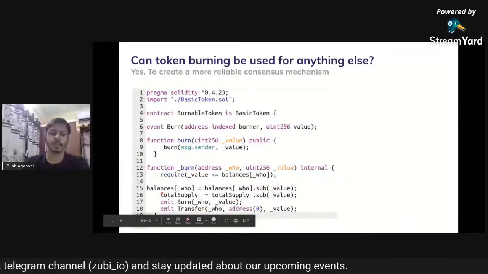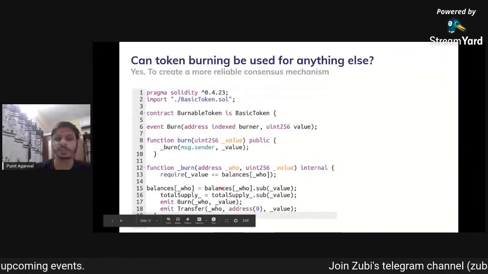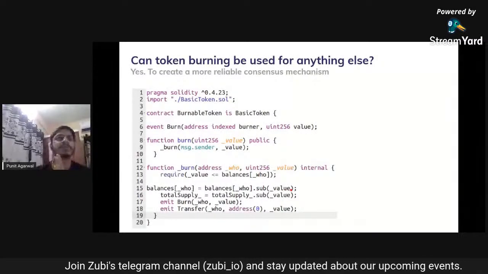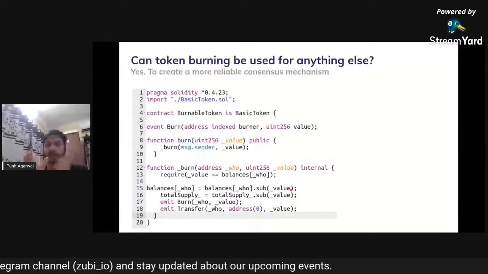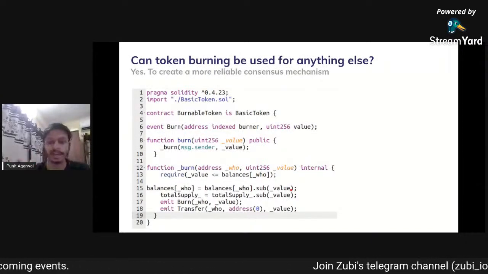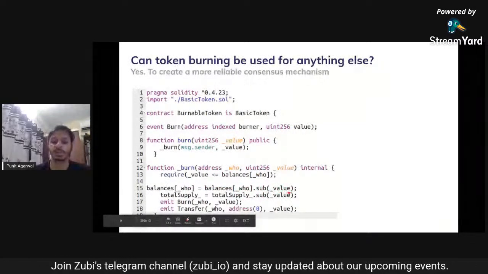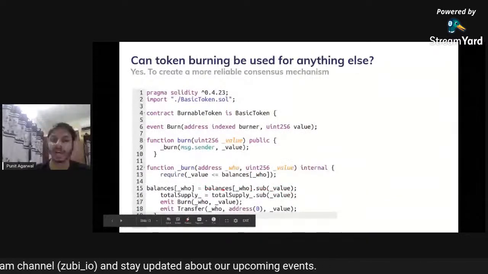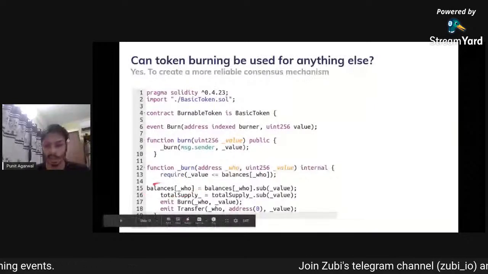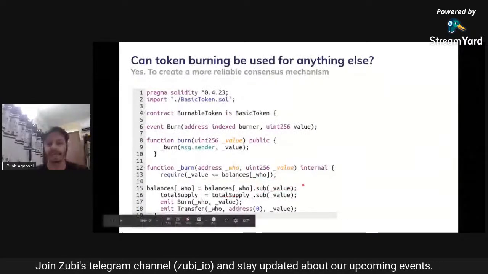Now let's understand what is happening here. So the balances of who is equal to balance of who dot subtract value. As in, let's say if I want to burn 10 tokens from an address, so the address is who. So from the address, I subtract 10 tokens. So let's say if the balance of that particular address is 100, the updated balance of this particular token would be 100 minus 10, which becomes 90.